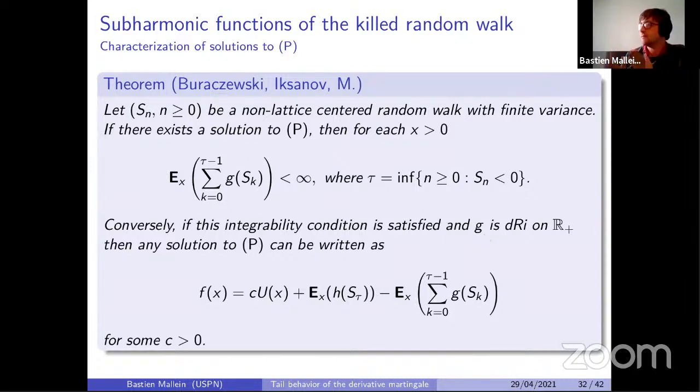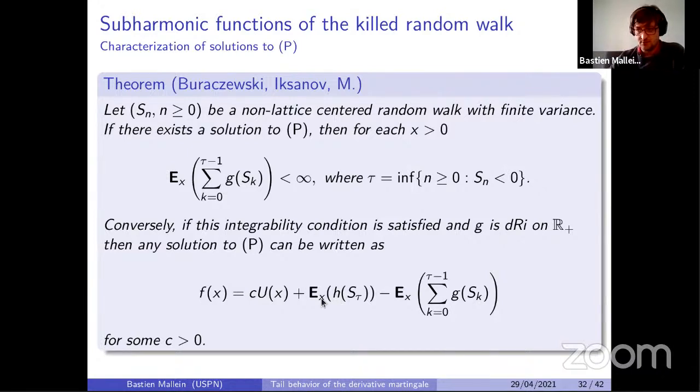And conversely, if this integrability condition holds, and if we have a little bit of regularity on g, that it has to be directly Riemann integrable, then any solution to the Poisson equation can be decomposed as a sum of 3 terms. So the function c times u of x, the renewal equation solution of the homogeneous equation, plus the expectation starting from x of h of s_tau.